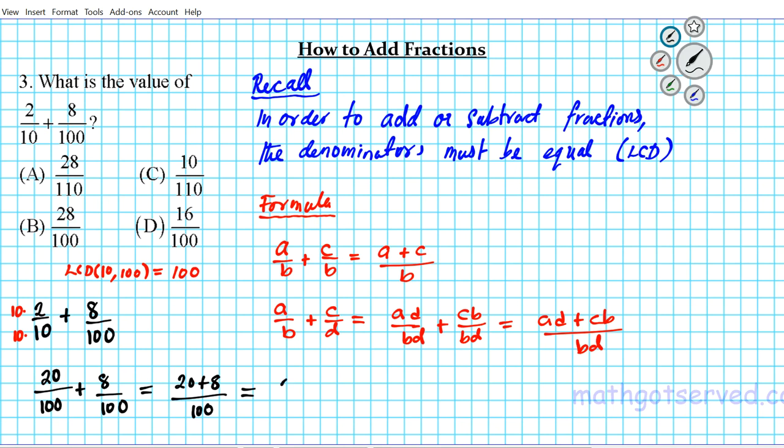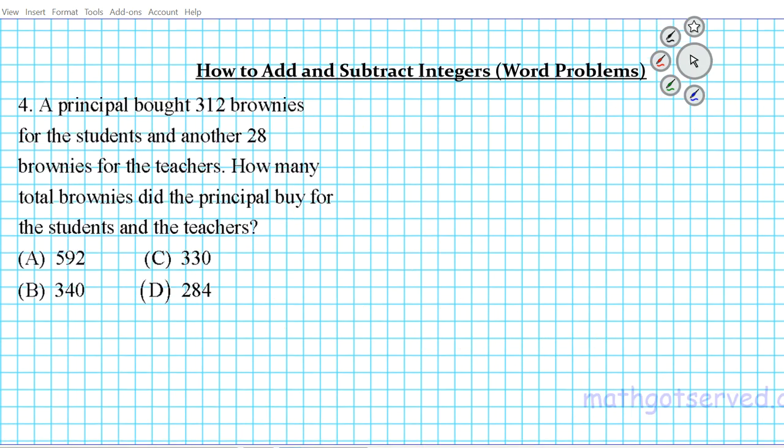And the unreduced form is 28 over 100. Of course, you can reduce that to 7 over 25, but we're looking for the intermediate form. The answer to question number 3 is option letter B. So that's basically how you add or subtract fractions with unlike denominators. Alrighty, let's take a look at number 4.